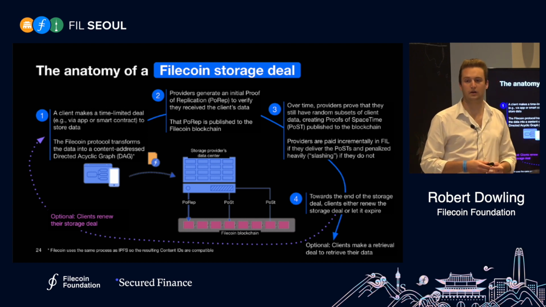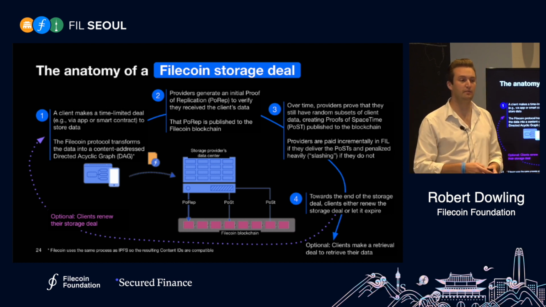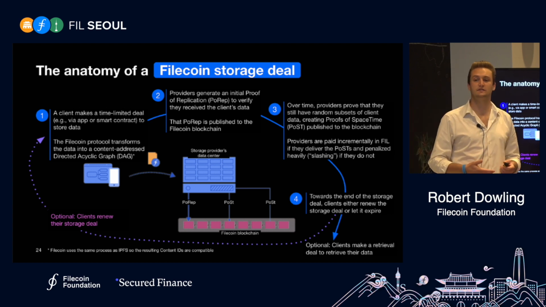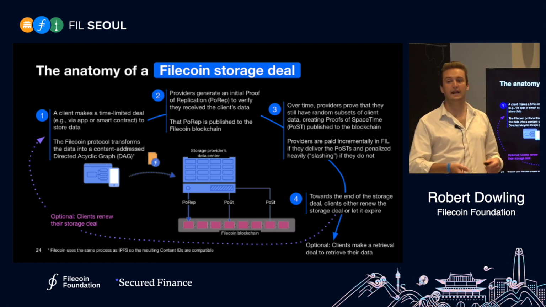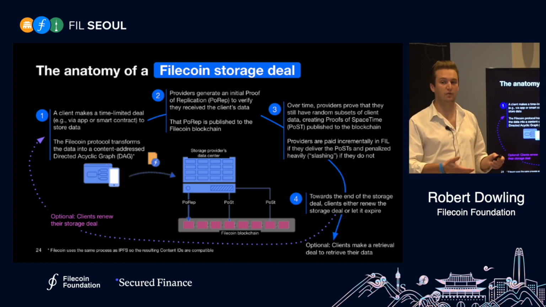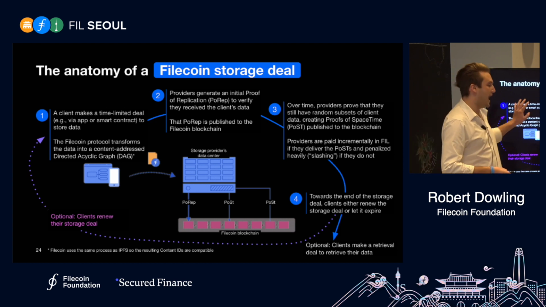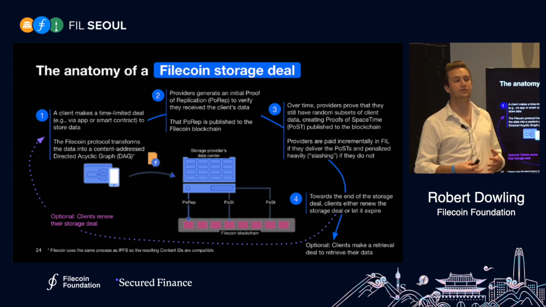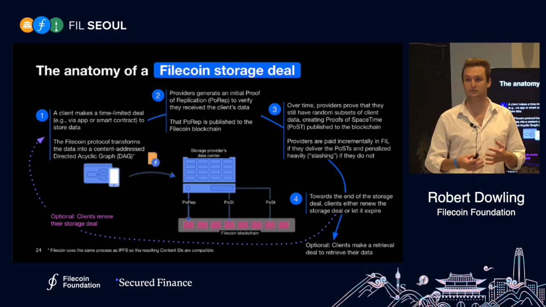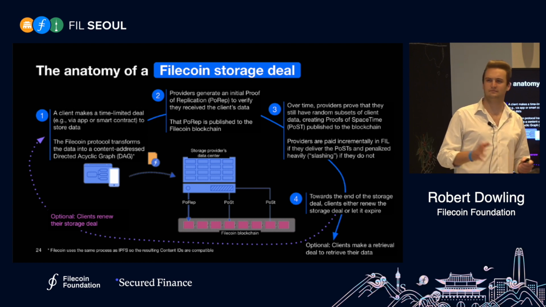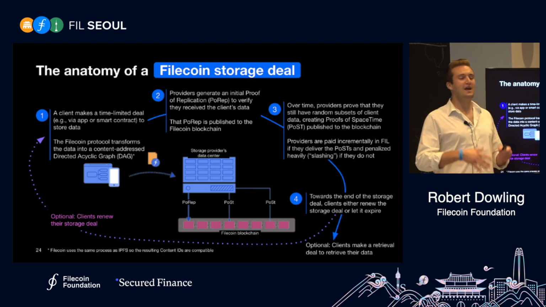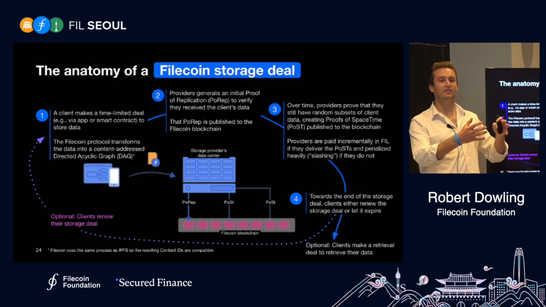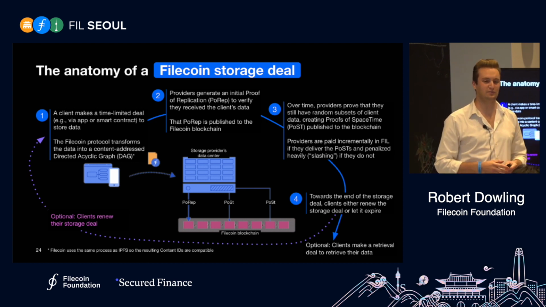So the way this works and why the blockchain is so important is the blockchain gives us the cryptographic guarantees that the data is actually stored where and when the storage providers are promising. So how does a Filecoin storage deal work? First of all, a client who has data, they want to store this data with a storage provider.